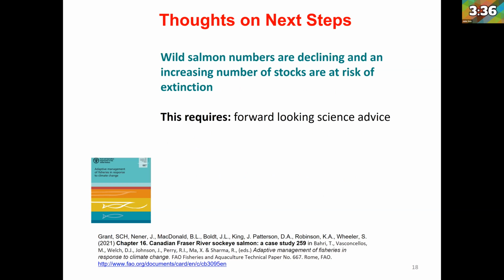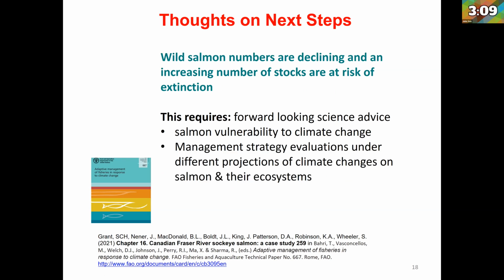Our wild salmon numbers are declining, and we're seeing an increasing number that are facing a risk of extinction. And that means we've got to start looking forward, not just a year ahead to providing a forecast for the upcoming salmon season, but a forecast for the next 10, 15, 30 years. And we need to look at approaches that were mentioned in previous talks, thinking about what salmon are more resilient, what are more vulnerable to climate change, looking at different management strategy approaches under different projections of climate change, so that we can start aligning our management systems now to this new future.